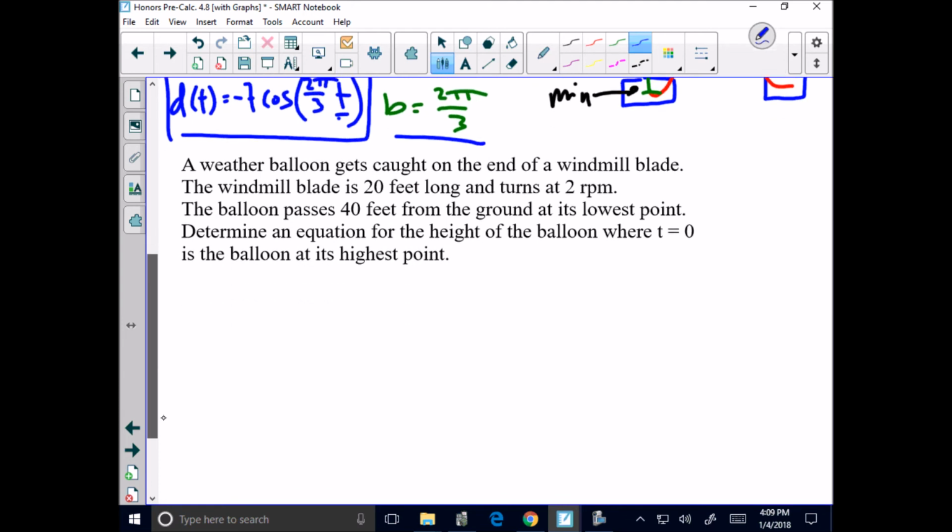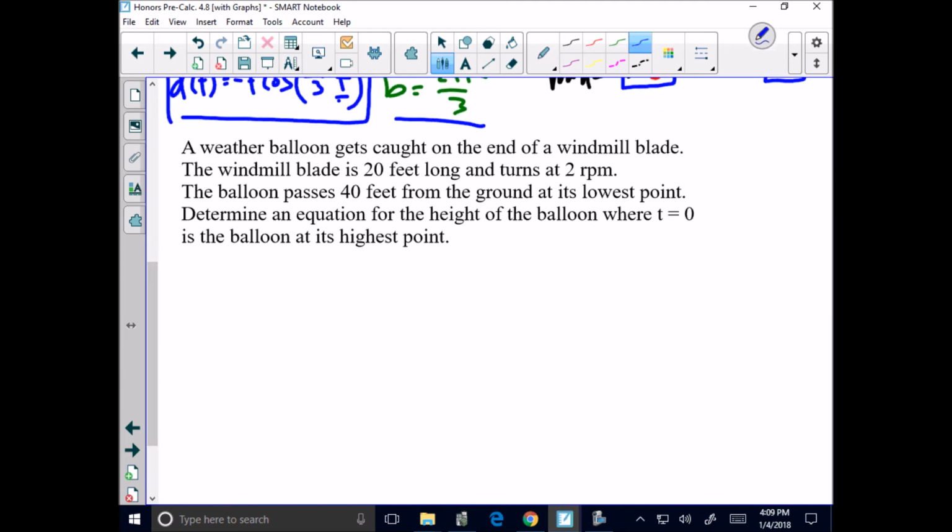All right, so let's take a look at this one. Right here we have a weather balloon that gets caught on the end of a windmill blade. The windmill blade is 20 feet long and turns at 2 rotations per minute. The balloon passes 40 feet from the ground at its lowest point. Determine an equation for the height of the balloon where t equals 0 is the balloon at its highest point.